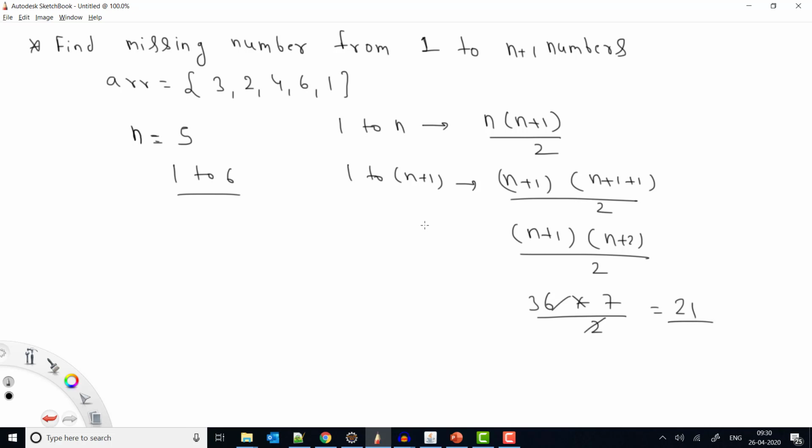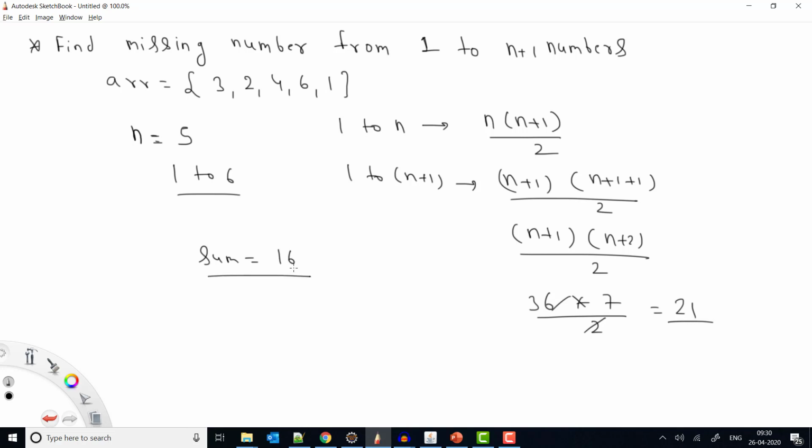So what we can do is take the sum of all the numbers in the array, adding all these values one by one. We can take a for loop and keep on adding all the numbers. In this case it will be 3 plus 2, which is 5, plus 4 is 9, plus 6 is 15, plus 1 is 16. So this is giving me 16.